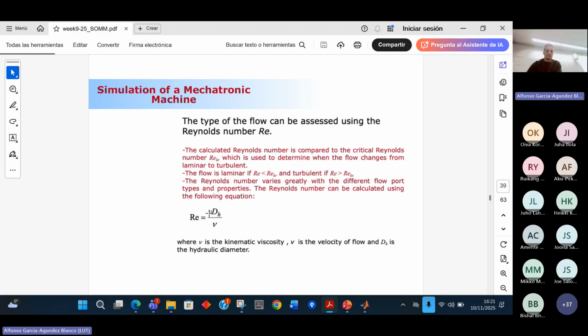This first one, if you want to take notes, it will be recorded in the lecture, so no problem, is the mean velocity of the flow, okay? Mean velocity of the flow times this dh, which is the hydraulic diameter, okay? So basically, you would have here the mean velocity of the flow and hydraulic diameter over the kinematic viscosity.